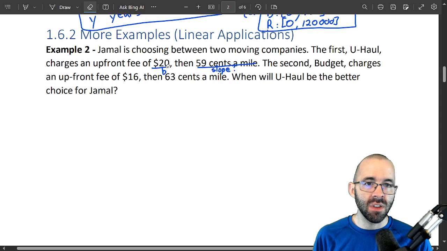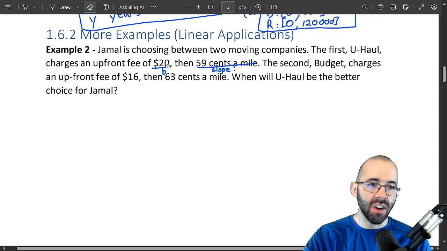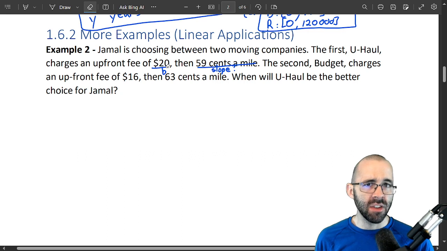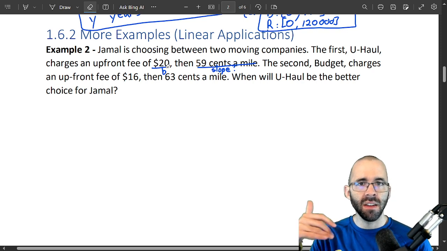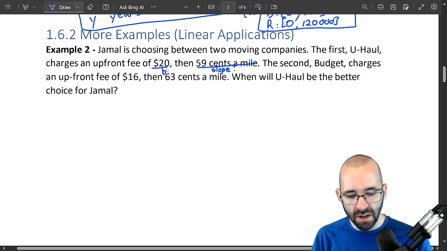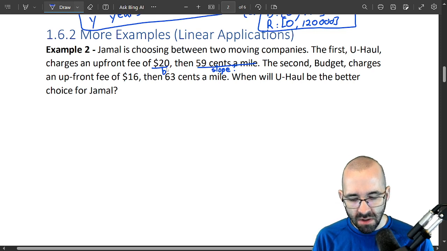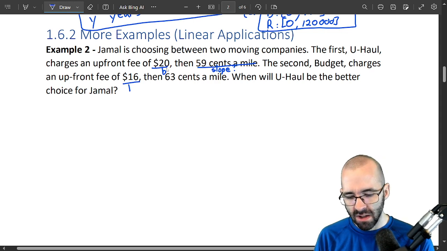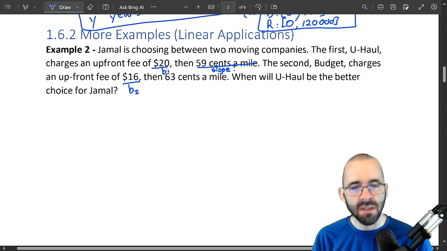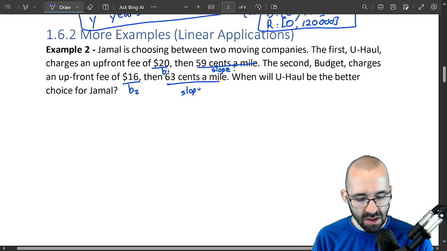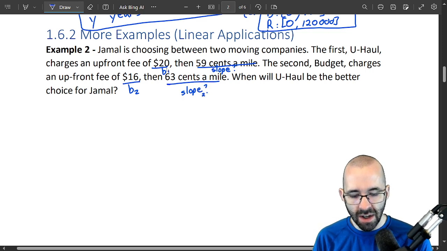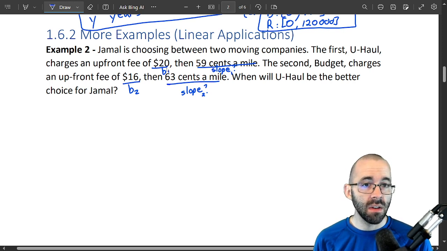In the first situation, we went through all the information and then started looking at things. But if you don't want to get overwhelmed, sometimes it can be more manageable to stop and identify things as you're going along and making notes to yourself. The second, Budget, charges an upfront fee of $16. Well, that's another B value. Maybe we'll call this one B1 and this one B2. And then we have another slope, 63 cents per mile. Sounds like another slope. Maybe slope 2, I don't know, and slope 1. When will U-Haul be the better choice for Jamal?